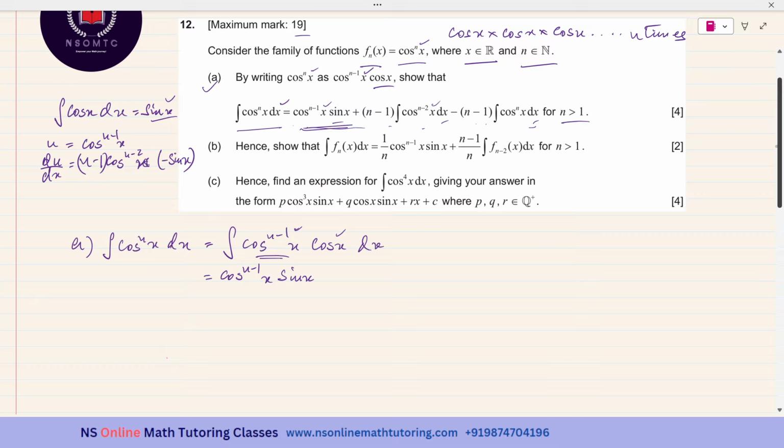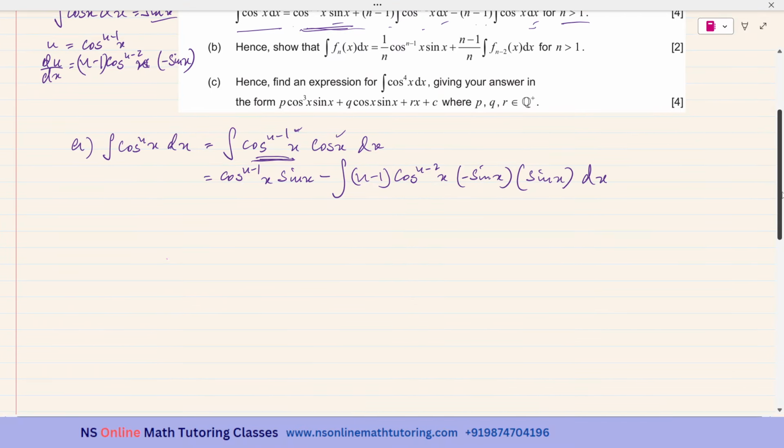See, we have already got the first term, and then it will be the minus sign, and it is the integral of the derivative of the first function. So it will be n minus 1 times cos n minus 2 x and minus sin x, times the integral of cos x, which is sin x, dx. Okay, so this is equal to cos n minus 1 x sin x.